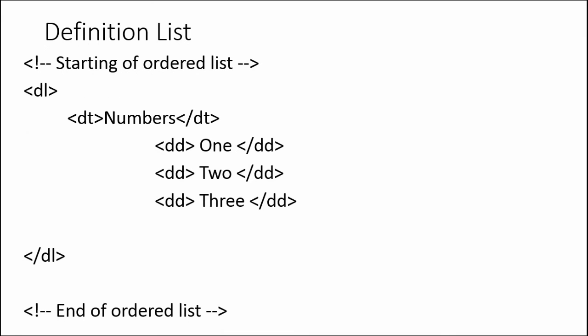Moving forward, next is the definition list. In the definition list, there are definition terms and definition data. So for a definition term, we can have various definition data, and this is not widely used, as I have seen.